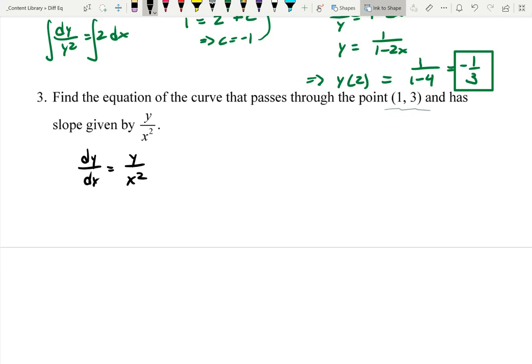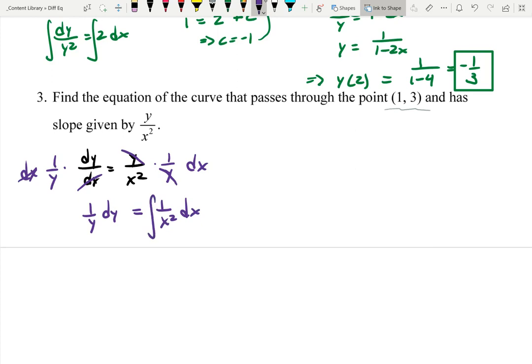All right, so separate. In this case, I'm going to separate by dividing both sides by y, or multiplying by 1 over y, and multiplying both sides by dx. So dividing by y gets rid of that y right there. Multiplying by dx gets rid of this dx here. Result: 1 over y dy is equal to 1 over x squared dx. Integrate both sides.